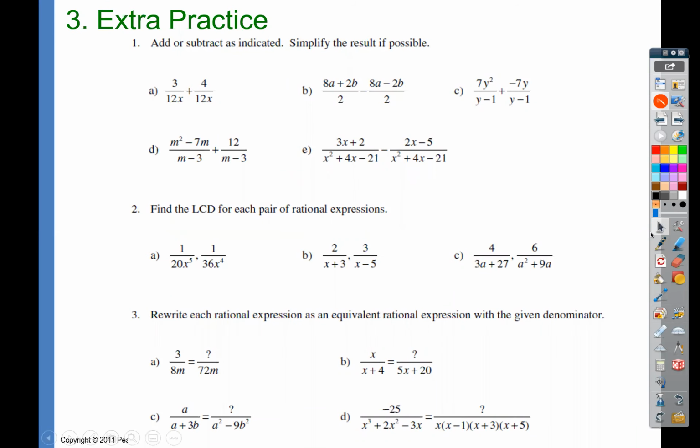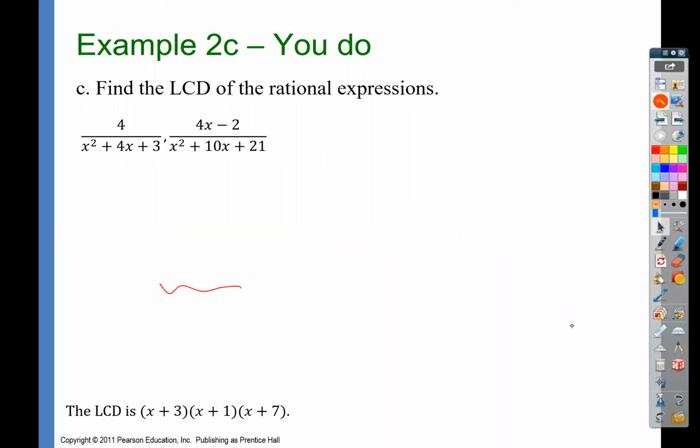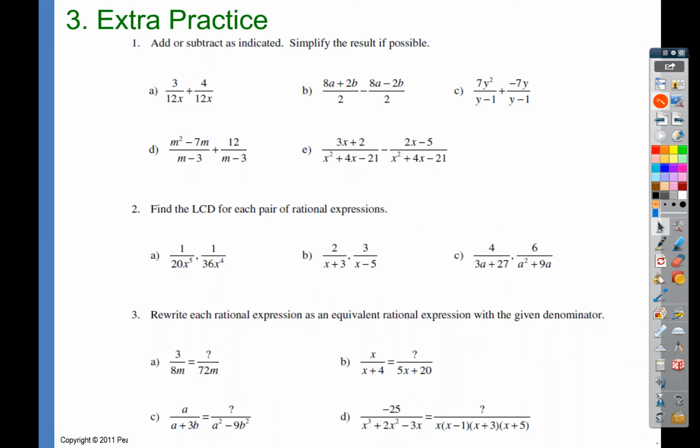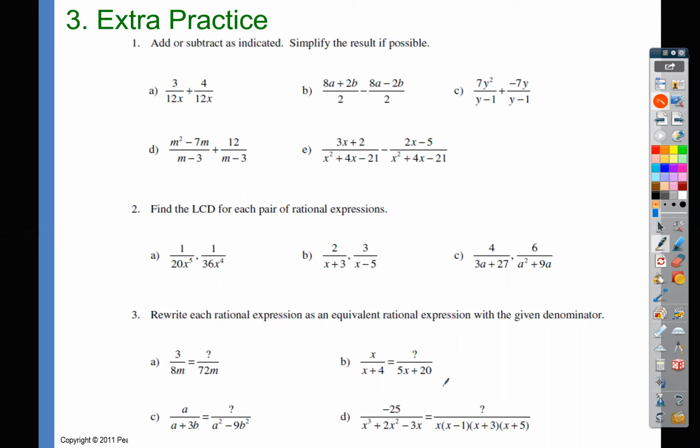Number 3 has some extra practice, but I actually want to do one with you before you start. So let's see if I can do this. All right, let's look at the bottom. Okay, so it says rewrite each rational expression as an equivalent rational expression with the given denominator. So let's look at A. What are they doing to 8m to get 72m? They're multiplying by 9, right? So I just multiply the 3 by 9 and I get 27.